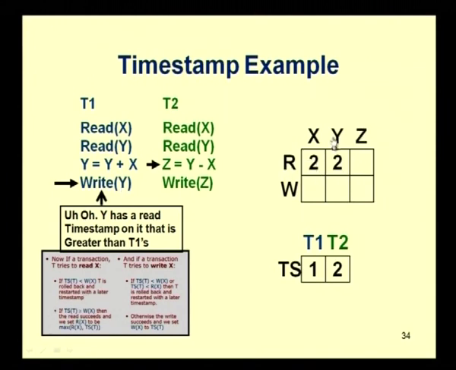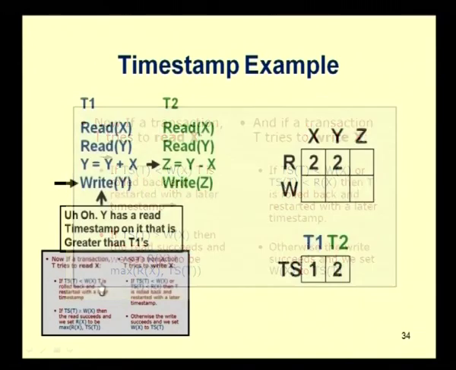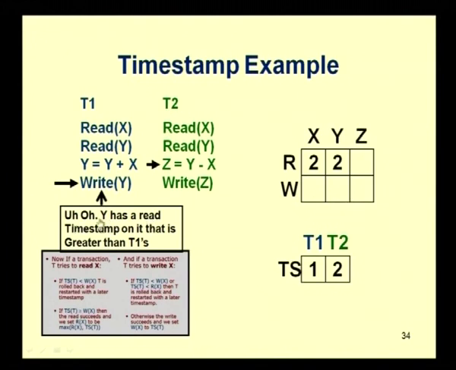Now, look at this rule. Here you have r of y is equal to 2 and you have Ts of t, which is t1, is 1, less than wx, so t is rolled back, because y has a read timestamp on it that is greater than t1's. I will repeat again: Ts of t is less than wx? No, we do not have a wx value of 1, but Ts of t, that is 1, the first transaction, is less than r of y. R of y is 2. So, this is less than this.